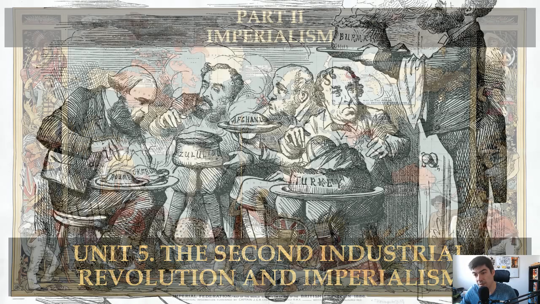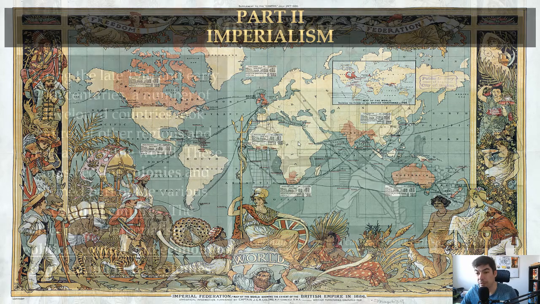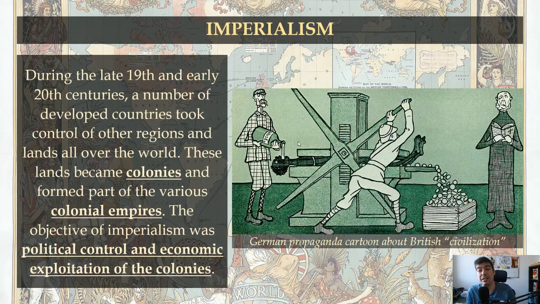Así pues, today we are going to study the second part of the Unit 5, the Second Industrial Revolution and Imperialism, this time the last part, which is Imperialism, la parte que mola. So, let's start to define imperialism.